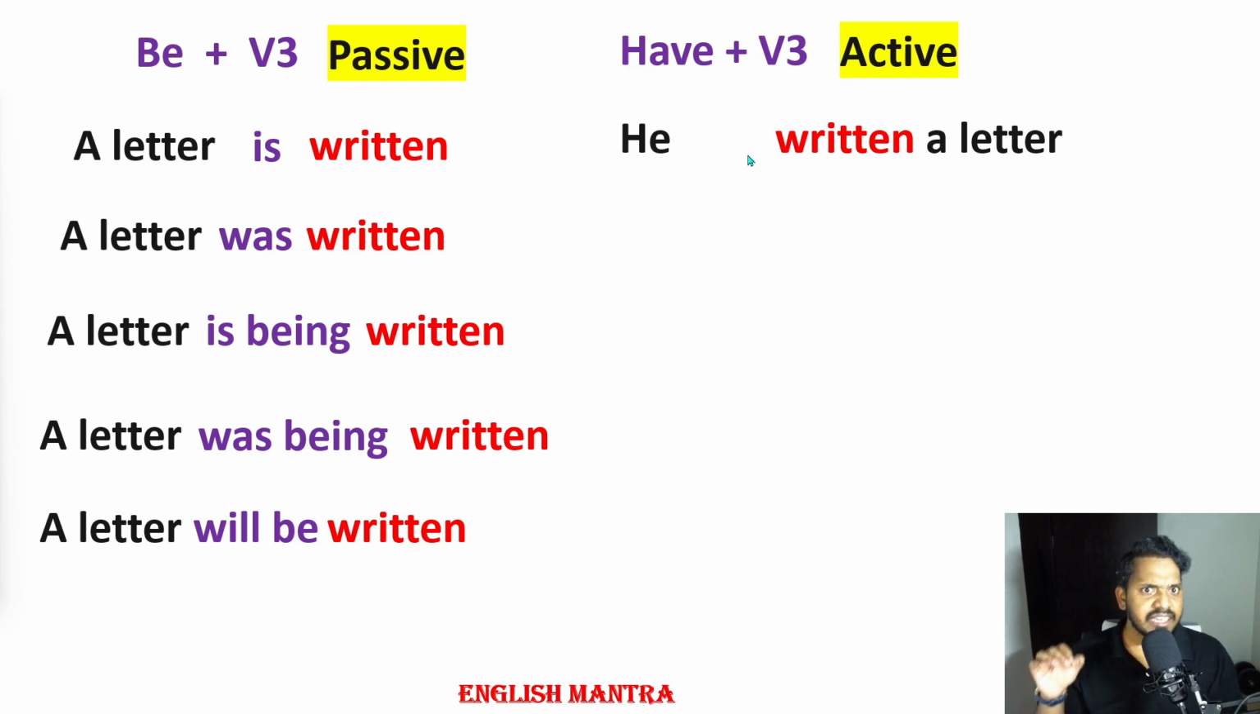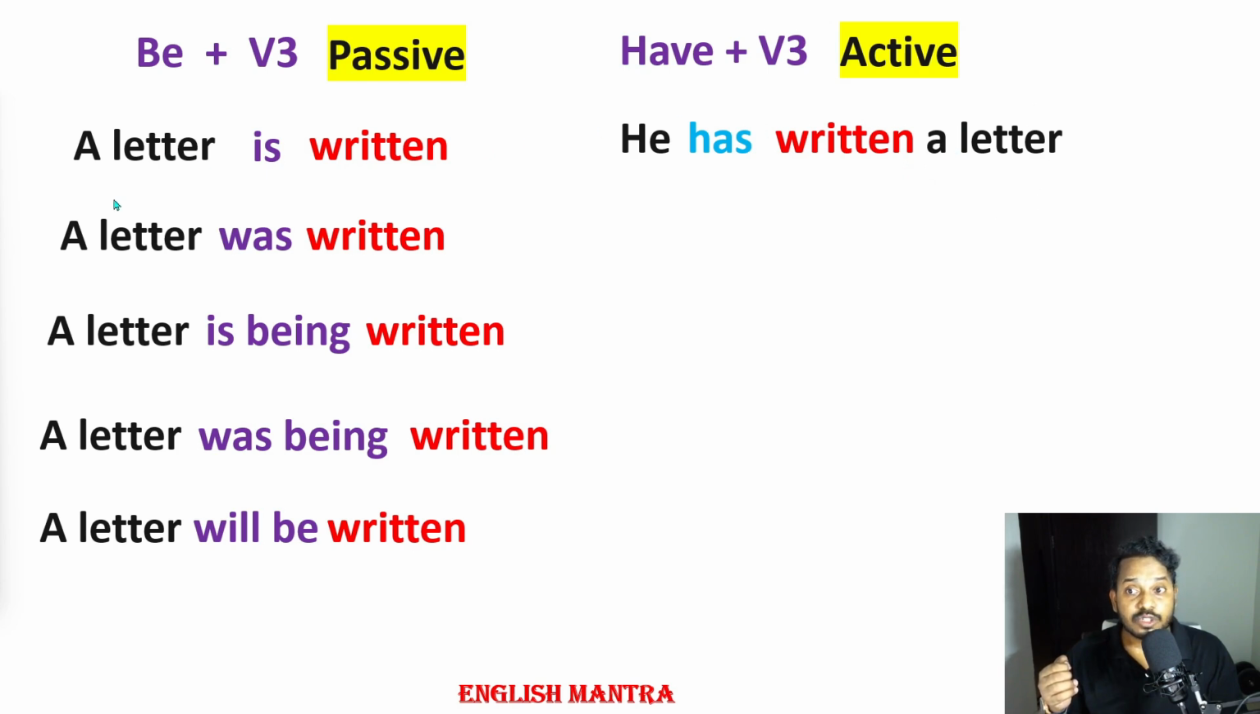Either, what did I say? Either I can use a be form or have form. Be form for passive voice, have form for active voice. See, if you are talking about present perfect, you can say he has written a letter. Now this is a present perfect tense in active voice. Who wrote the letter? He has written the letter. So he is the doer of the action, a letter is the receiver of the action.